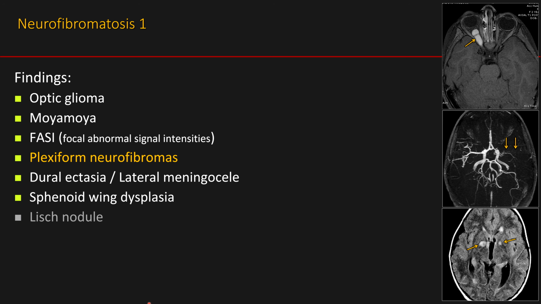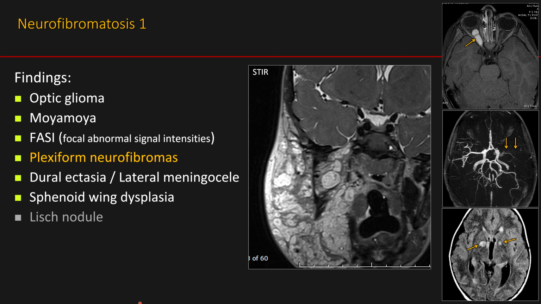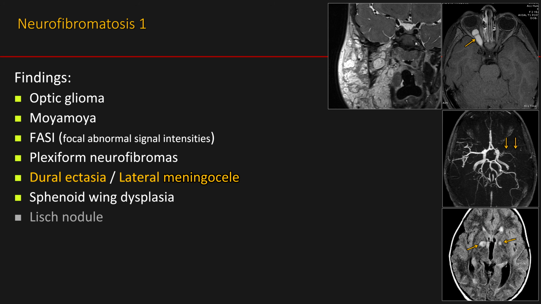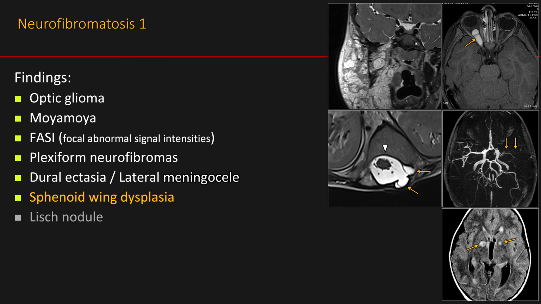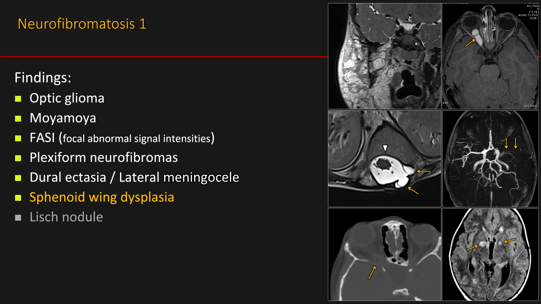In head and neck, and in the spine and the body, you can potentially see plexiform neurofibroma. This is a good example of a large plexiform neurofibroma that you can see very well on STIR. In the spine, you can see duroectasia as well as lateral meningocele. With duroectasia, you often see posterior scalloping of the vertebral body. Sphenoid wing dysplasia, as we talked about earlier, in extreme cases can produce bare orbit sign.